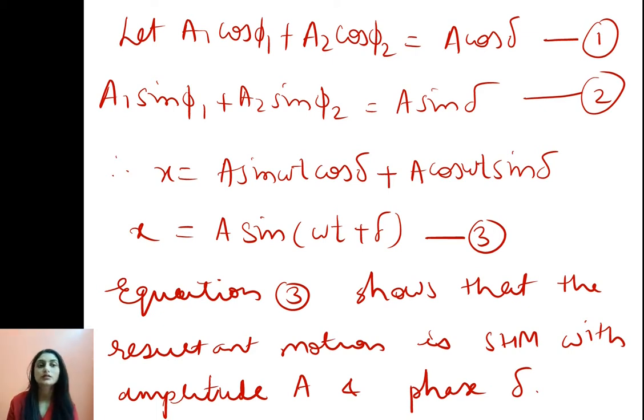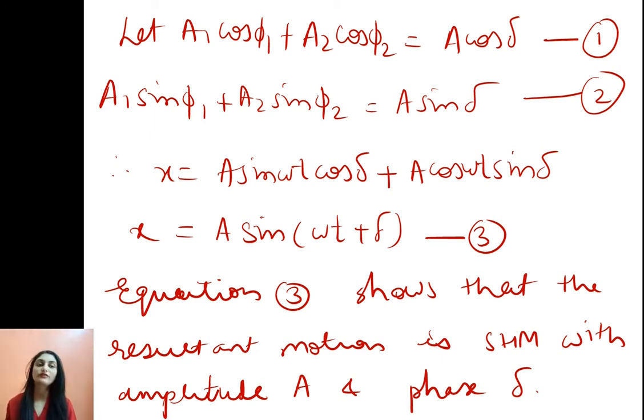Now we can write x equals A sin omega t cos delta plus A cos omega t sin delta. A can be taken common, and we get sin a cos b plus cos a sin b, that is sin(a plus b), that is sin(omega t plus delta). Now this equation 3 shows that the resultant motion is simple harmonic motion with amplitude A and phase delta. Our aim now is to find the capital A, the resultant amplitude, and the resultant phase, that is delta.